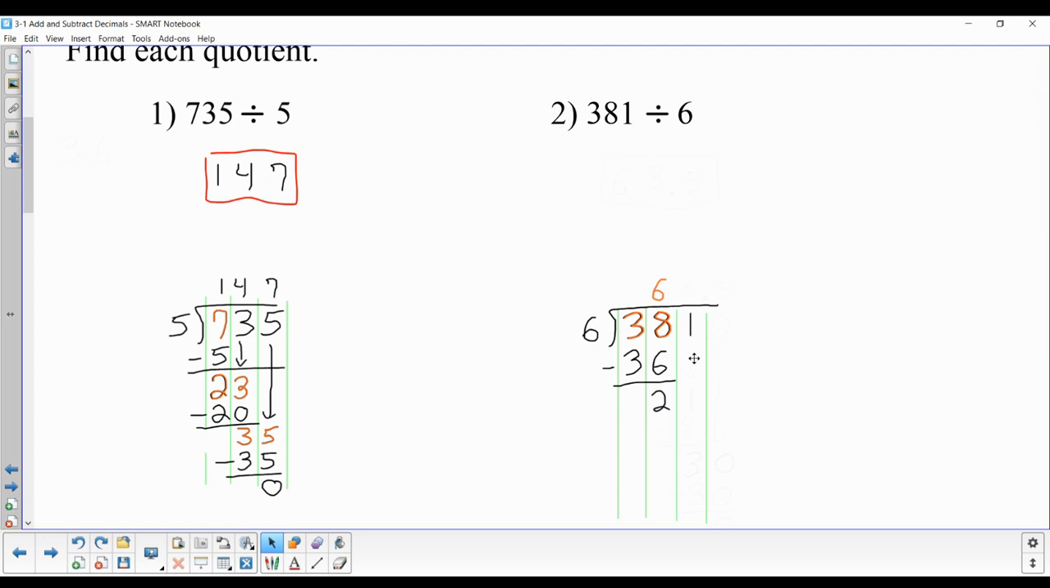2 is too small, so you bring down the number from the next place value, 1. And how many times does 6 go into 21? 6 goes into 21 3 times. 6 times 3 is 18. You subtract, you get 3.